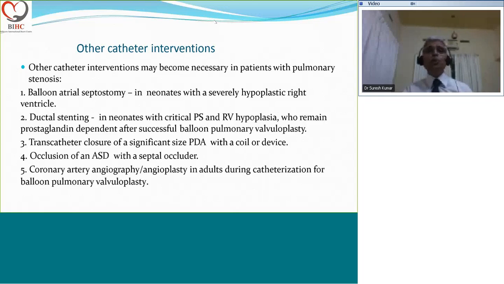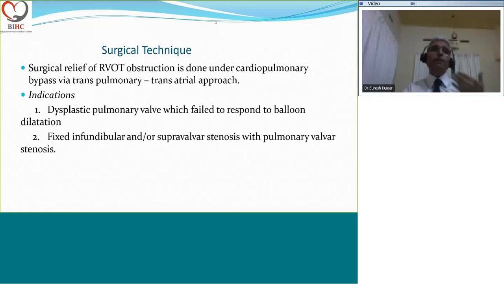When you need to do surgery, it is done under cardiopulmonary bypass. It may be a transpulmonary approach or maybe a transpulmonary plus transatrial if there is a subvalvular stenosis to be relieved. And the common reasons why we resort to surgery is for a dysplastic pulmonary valve which failed to respond to balloon dilatation. Then it might also require a transannular patch, and a fixed infundibular or supravalvular stenosis along with pulmonary valve stenosis. These are the reasons for which you often require surgery.